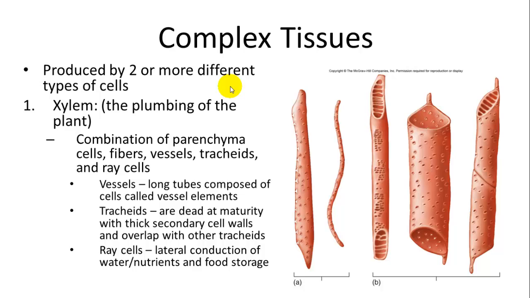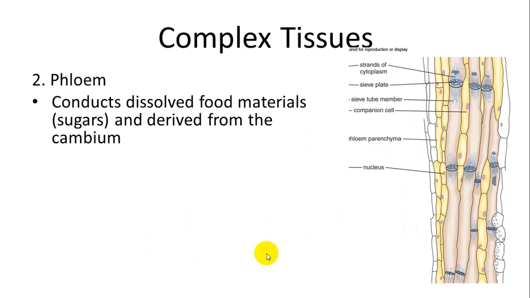They form these vessels, which are tubes connected by separate cells called vessel elements. And then tracheids are dead at maturity, and they have thick secondary walls and overlap with other tracheids, again making this tube continuous. So this is an example of some tracheids, and when they overlap, they will make this long tube throughout the plant. And then you have ray cells, which are for the lateral conduction of water and nutrients. So as a stem goes out laterally, you will have ray cells.